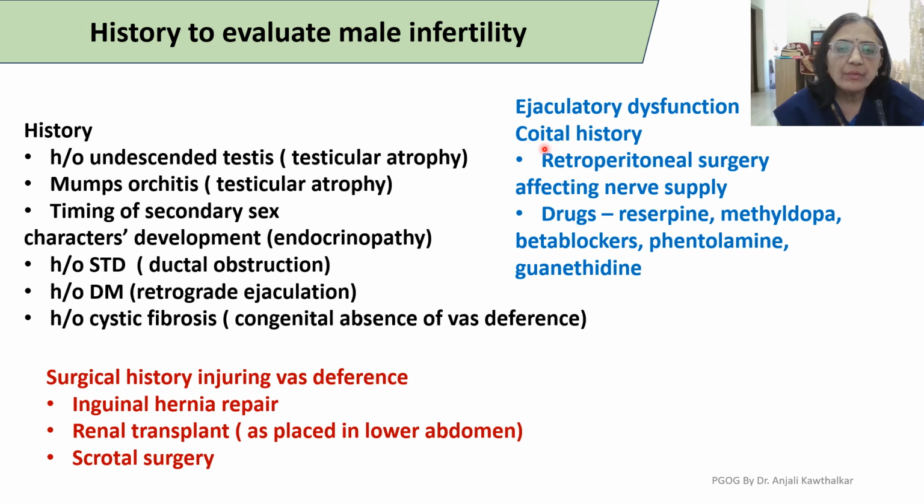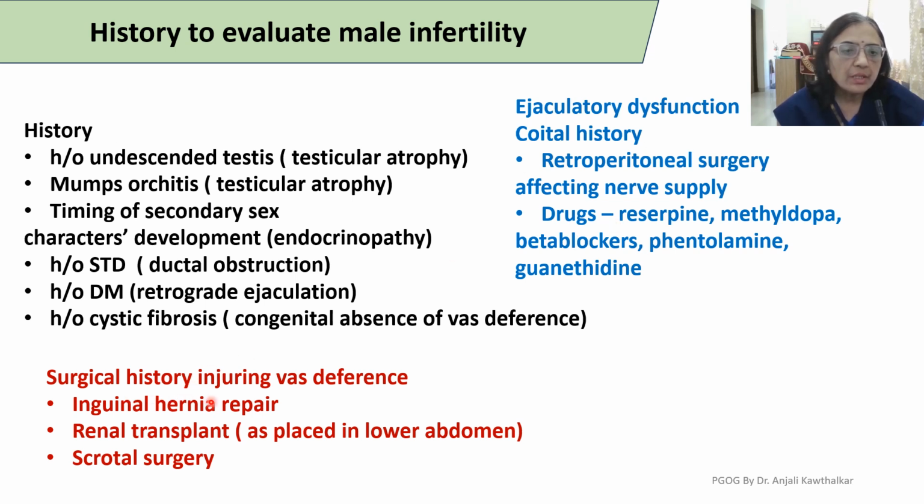We have to take coital history, most important, and if there is ejaculatory dysfunction, then the cause of ejaculatory dysfunction might lie in the history itself. If there is a history of retroperitoneal surgery affecting the nerve supply, that can lead to ejaculatory dysfunction. If the patient is on medication such as reserpine, methyldopa, beta blockers, phentolamine, guanethidine, all these drugs also lead to ejaculatory dysfunction. So history of drug intake is important.